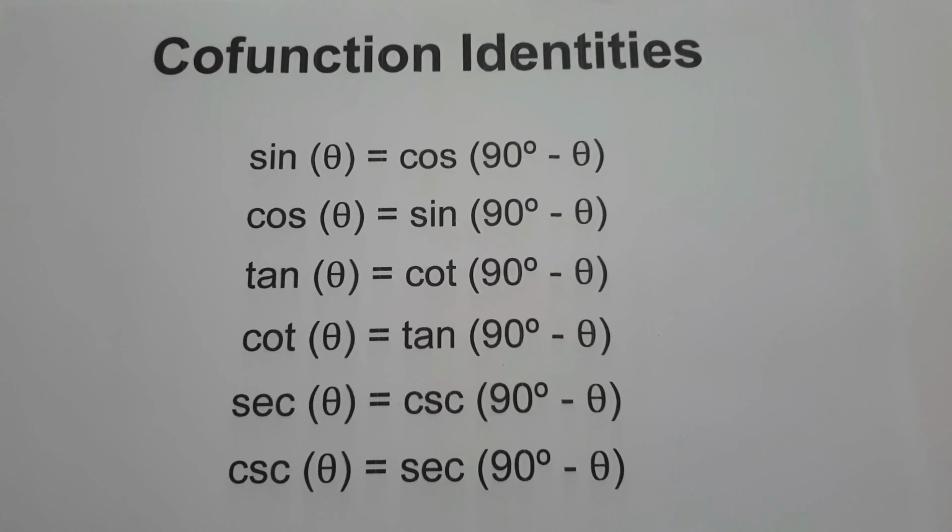For today's video, we are going to talk about what cofunction identities are. When we say cofunction identities, it is the value of a trigonometric function of an angle equals the value of the cofunction of its complement. So let us identify the different cofunction identities.